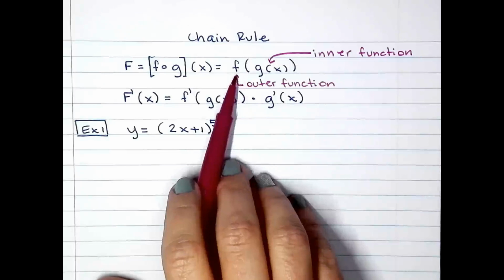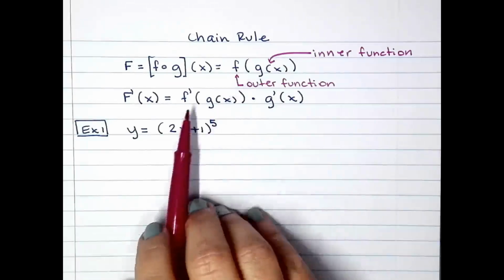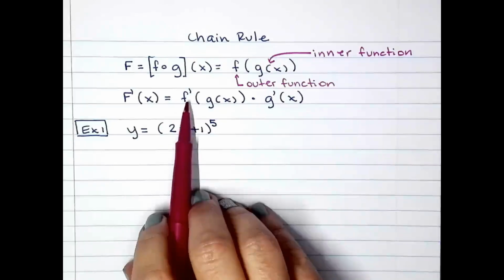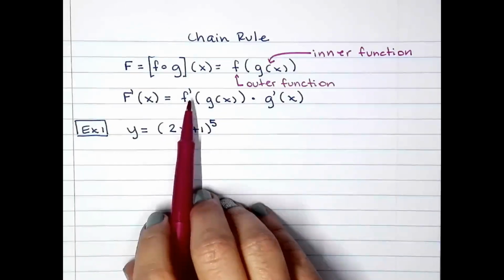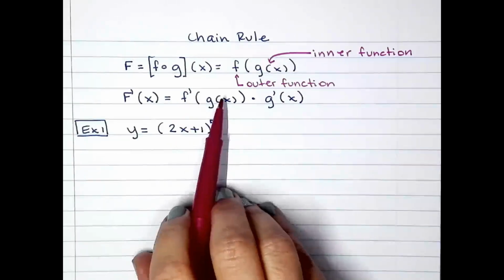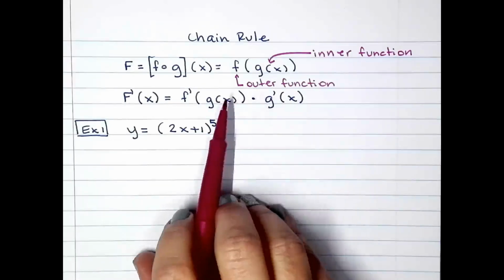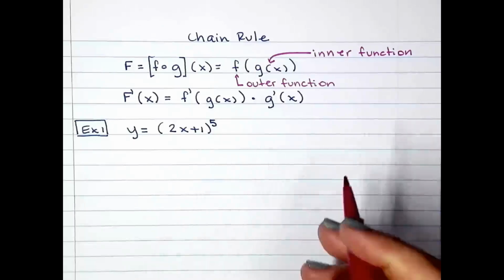We have the outer function, we have the inner function, and then you know it's the composition function. So you're going to take the derivative of whatever g of x is, and then you're going to find the derivative of the inner function. What does that look like?